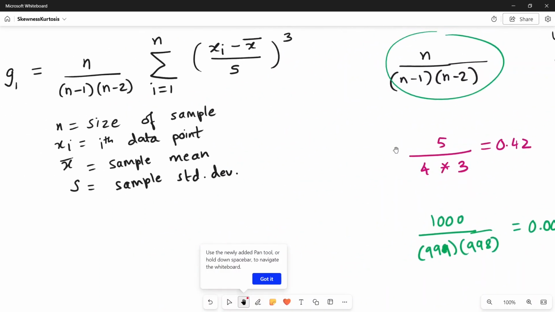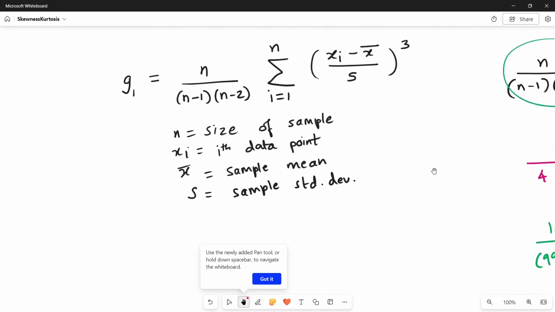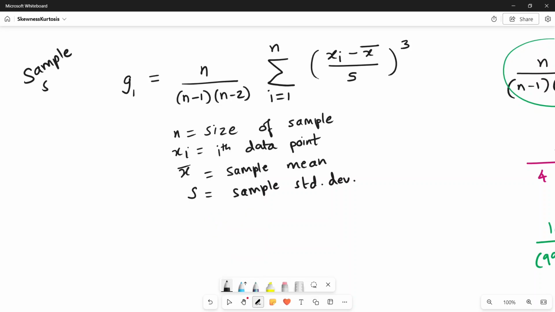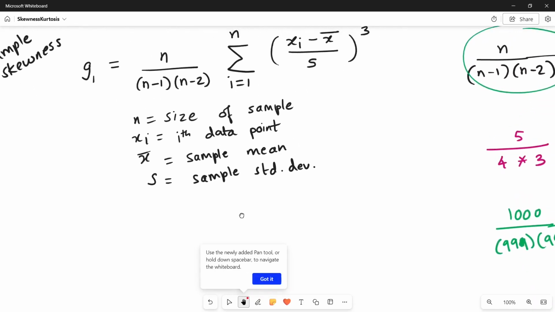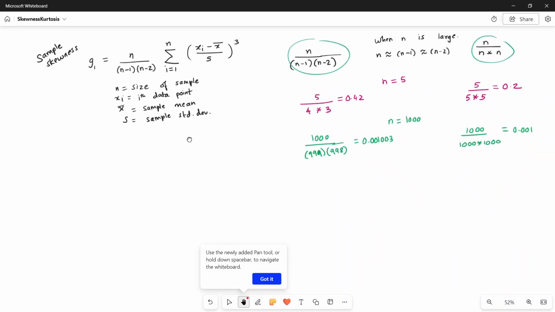So if this is my sample skewness, now if I say that n is large, and I'm going for the population, what modifications will I do to this formula? Just as we saw over here right now, I can modify this formula as follows.